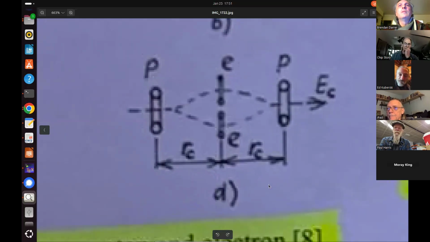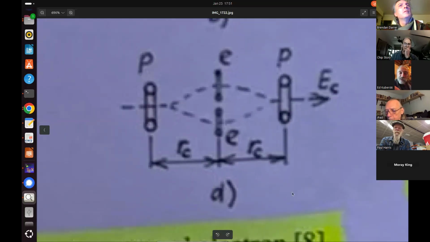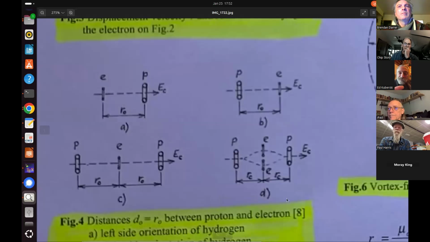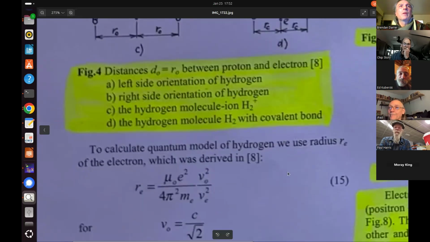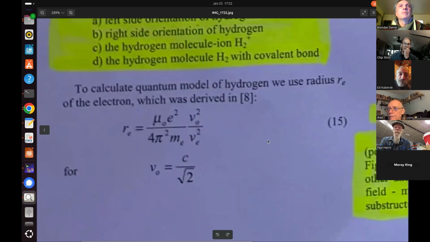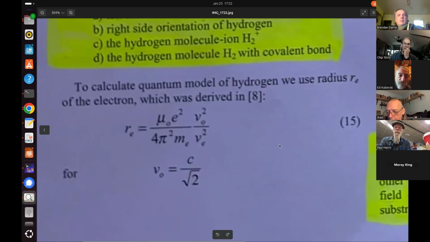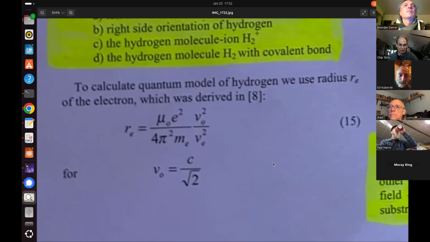Those are the levitating ones. They levitate within the proton, essentially, just like it showed in the first figure 2. But as we go on, it'll describe more and more of what's going on here. Different scale, perhaps. Okay, all right, so there's an equation describing the quantum model of hydrogen using the radius of the electron.